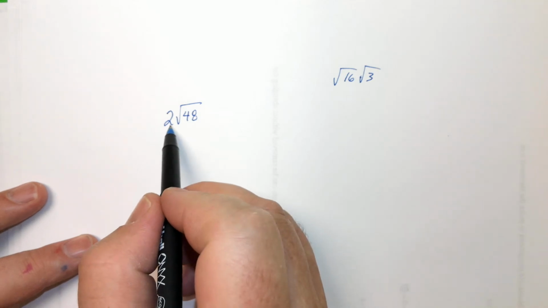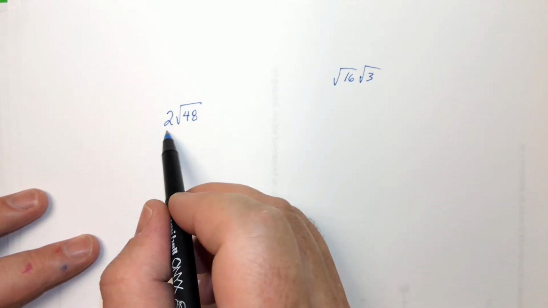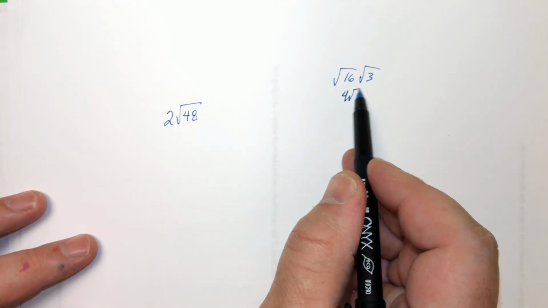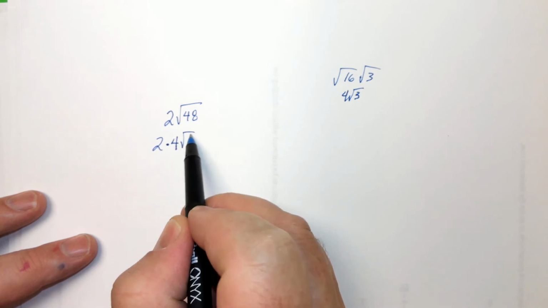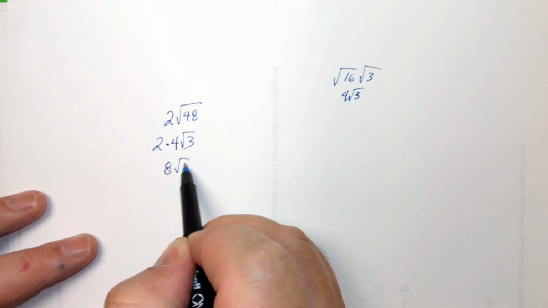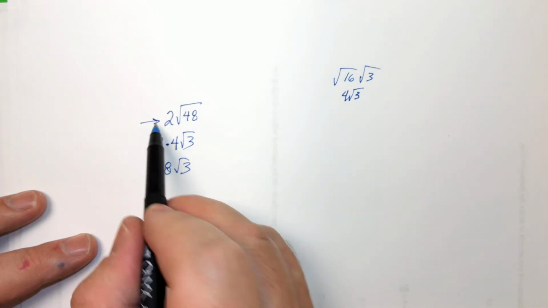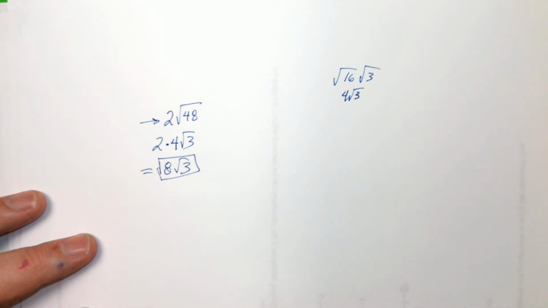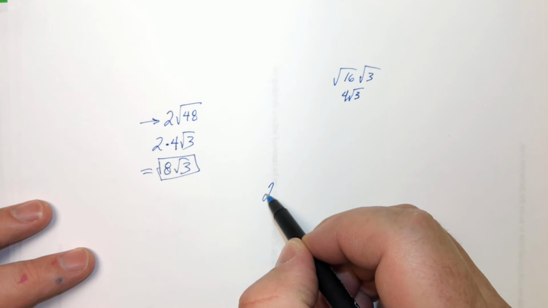And do you see, this is multiplying by the square root of 48? The square root of 48 is 16 times 3, so it's that. So 2 times 4 times the square root of 3. So that's equal to 8 times the square root of 3. This whole thing right there equals that. All right? Now, what if I had something like this?